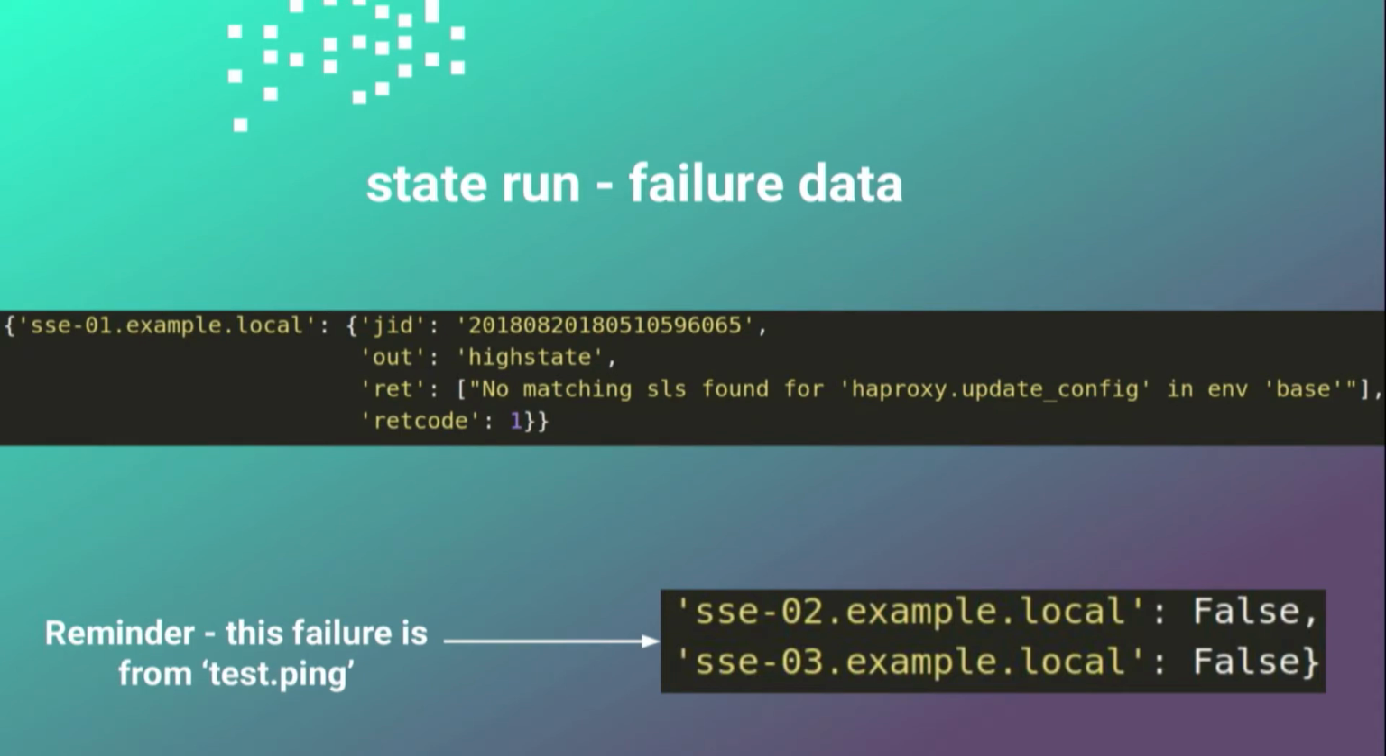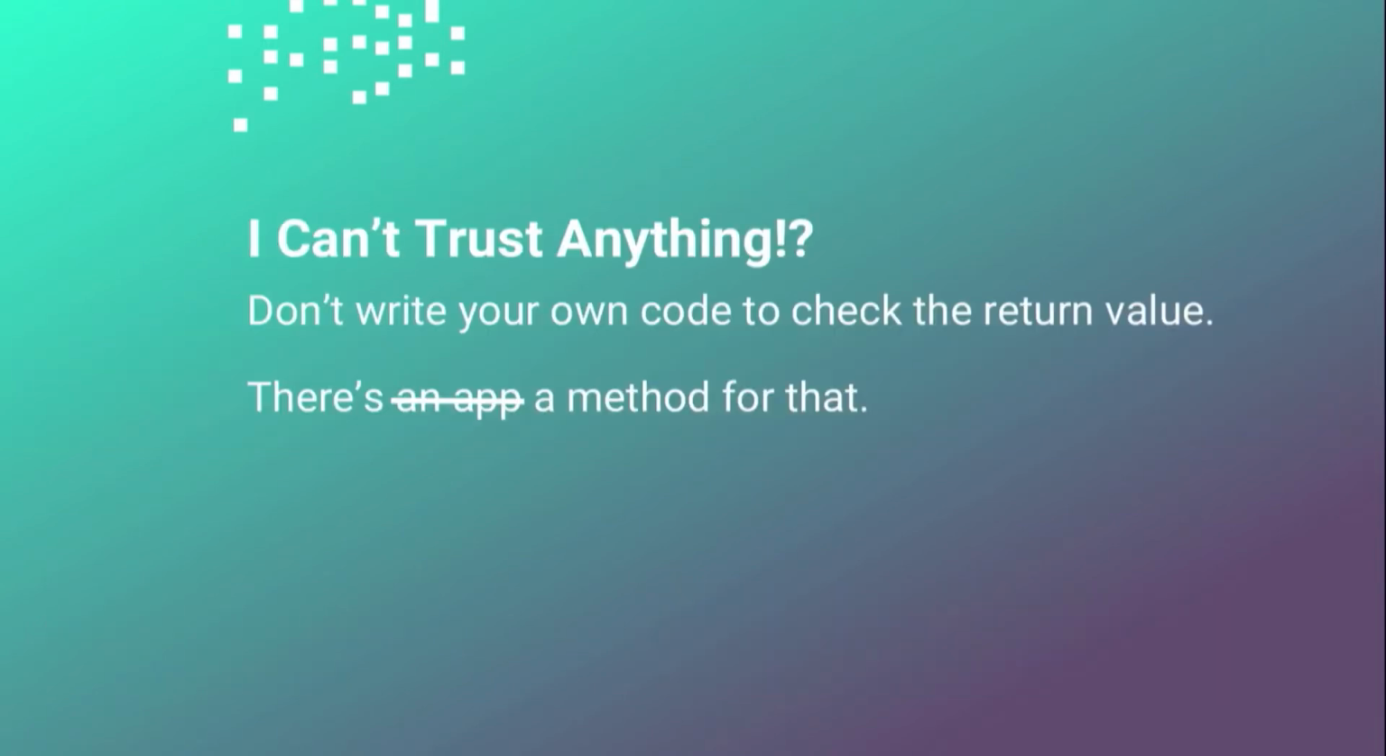So this is, again, one of those landmines. And as a gentle reminder, you see at the bottom, test.ping just brings back a simple Boolean false, whereas with a state run, you still get back a full Python dict. So understanding what you're going to get back and getting that reliable return data is key to understanding how this works.